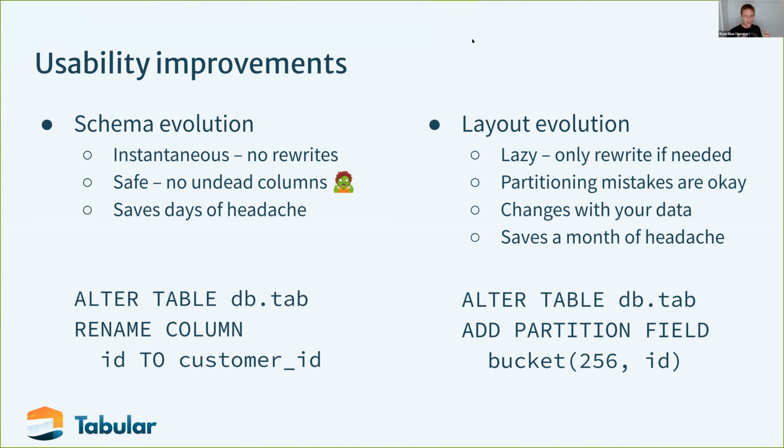Honestly, with a large table, if you're just going from daily to hourly partitioning because your data volume has changed, that is a massive headache. So partition evolution or layout evolution in Iceberg is super simple. It's lazy. You don't have to rewrite data, but you can if you need to. It's a DDL statement, as you can see here, alter table, add partition field, bucket on ID, and boom. The writes into that table are going to be updated to use that partition column, and it's going to save rewriting all of those queries. So this is a really huge usability improvement.